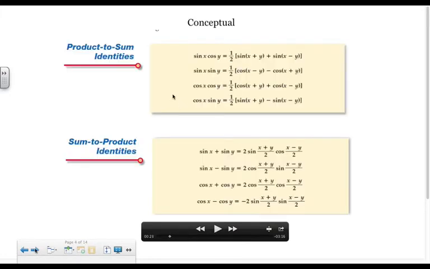This is the product to sum. If I have a product and I don't want products anymore, I want to get rid of the multiplication, I can break it up this way. Likewise, if I have sums and I want to make them multiplication problems, I can put them this way. This rule right here, I don't use very often. This one is used, though. Okay, moving on.